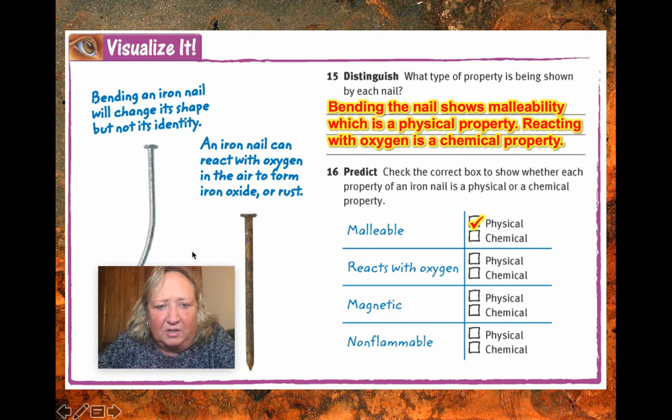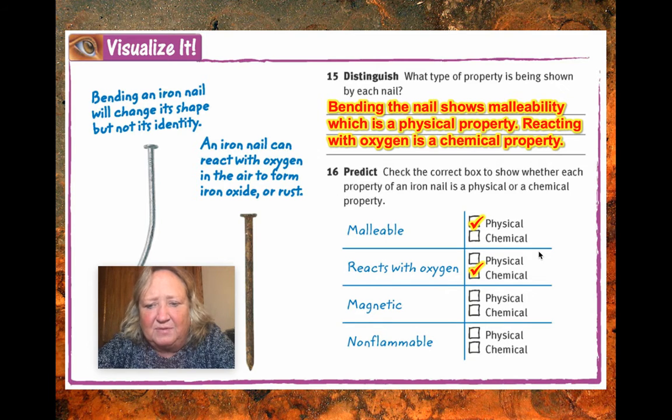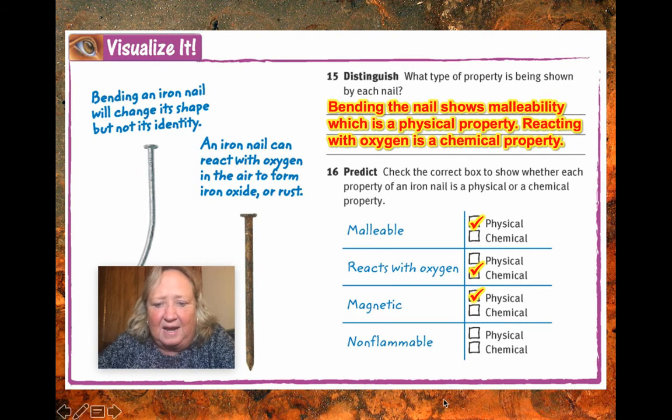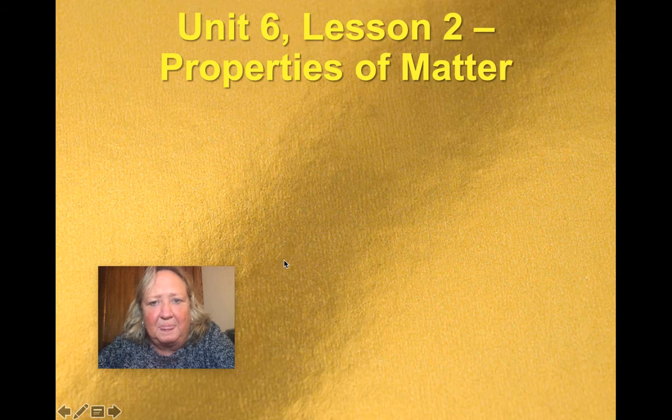Reacts with oxygen. Well, that would be rusting. So that is chemical. Good. Magnetic, I don't think we've talked about much. If something is magnetic, that is a physical property. And then lastly, non-flammable or flammable would be a chemical property. So you are going to see these questions again, so keep those in mind.